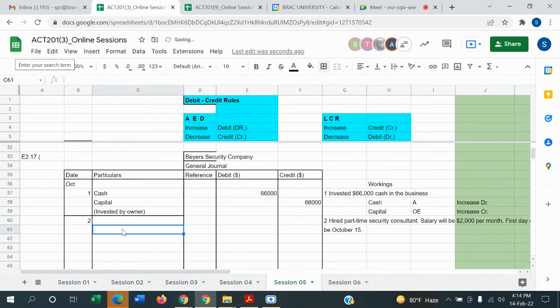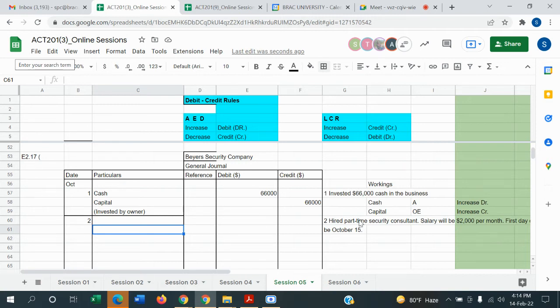Sir, if they only write hired part-time security consultant, salary will be 2,000 per month. Yes, if it is a hire, it doesn't mean that he or she has joined.